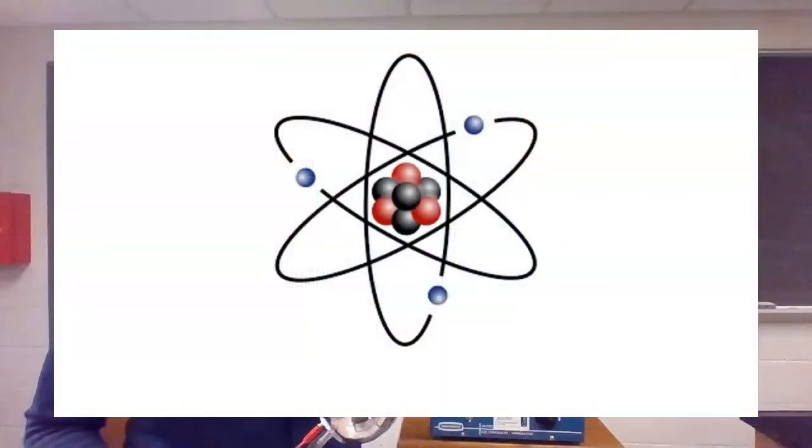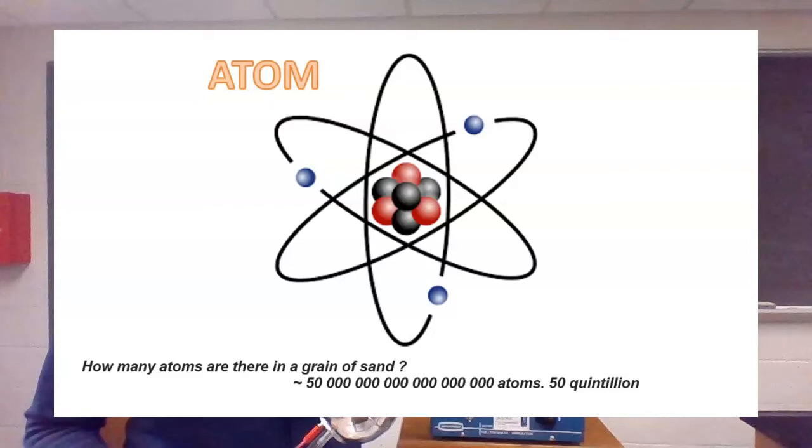This is an atom. An atom used to be considered the smallest particle of any matter. And you want to think just how small is an atom? Well, if we had 1 grain of sand, there would be approximately 50 quintillion atoms in a grain of sand. And this is what a quintillion looks like. So it's pretty small. But even smaller than the atom are the particles that make up an atom.